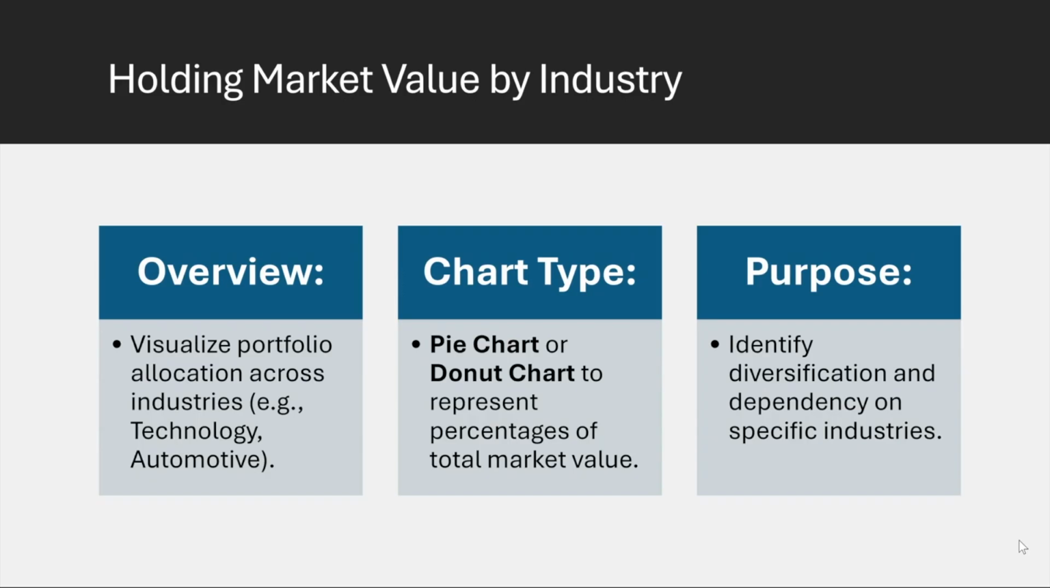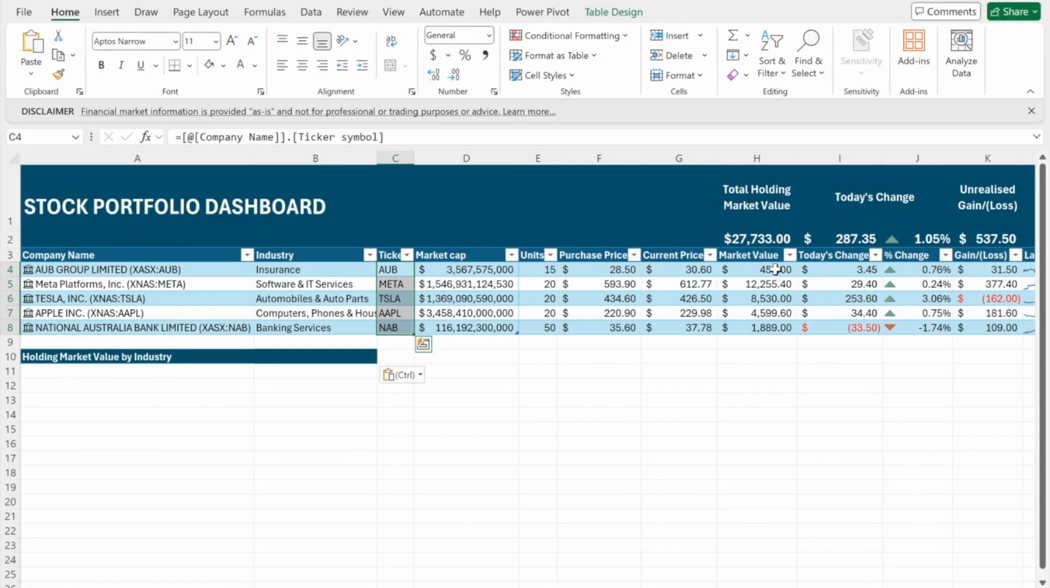This chart is created to visualize portfolio allocation across industries. For example, if you hold different stocks in different industries, this chart can identify diversification and dependency on specific industries. So it is easy to know which industry you're holding the most. You can use a pie chart or donut chart to represent percentages of total market value. Okay, let's do it. Select the ticker symbol and the market value.